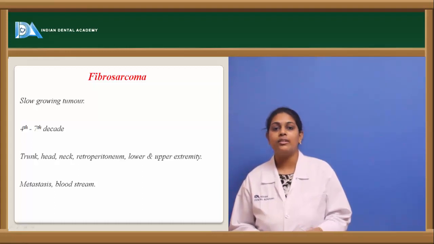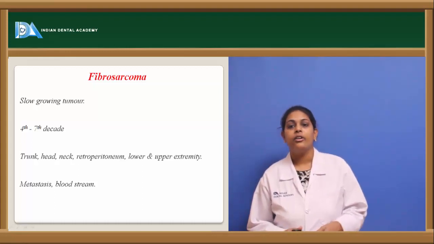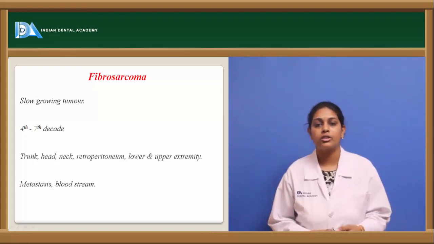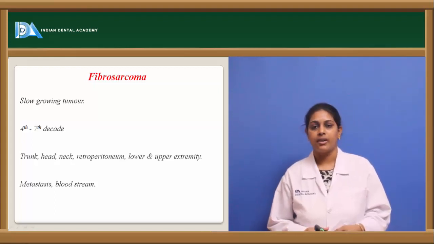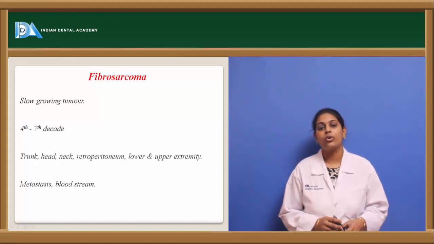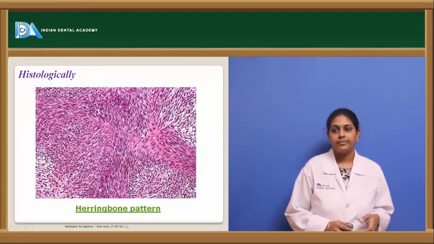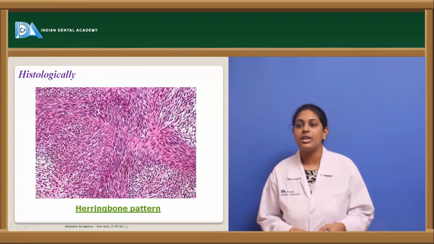And the regions involved are the trunk, head, neck, retroperitoneal region as well as the extremities. It could be the lower extremities or otherwise the upper extremities. And since it's a sarcoma, that is a malignant tumor, it has the property of metastasis, which usually spreads through the bloodstream, that is the hematogenous route. So this is a fibrosarcoma.